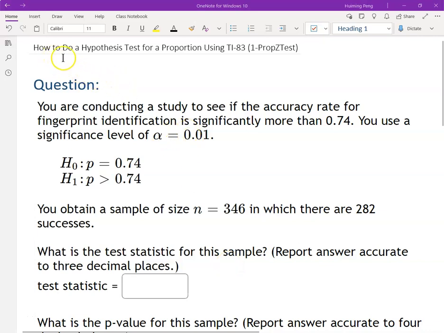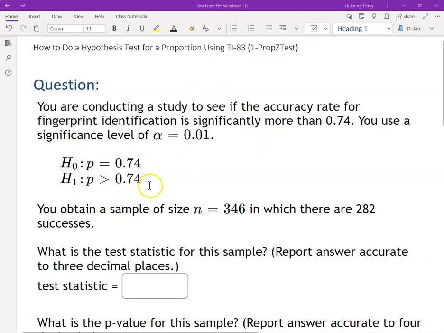In this video, I will show you how to do a hypothesis test for one proportion using TI-83. The function is one proportion z-test. Here is the question. You are conducting a study to see if the accuracy rate for fingerprint identification is significantly more than 0.74. Based on the question, we have one population, right? We deal with the accuracy rate, which is the proportion. That's why we have the test for one proportion.